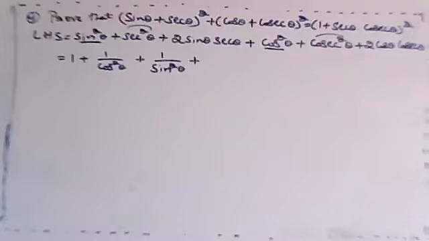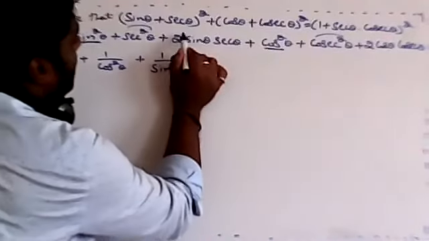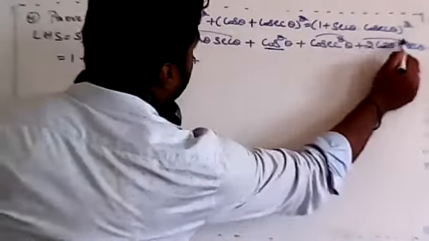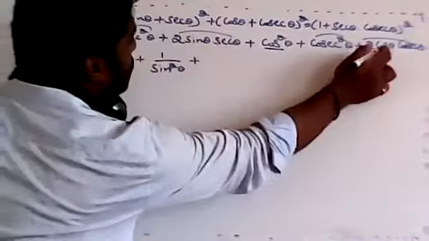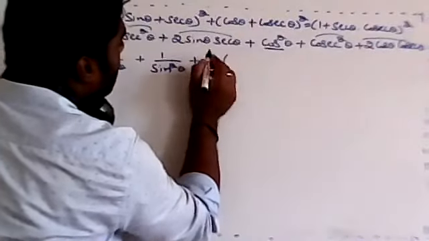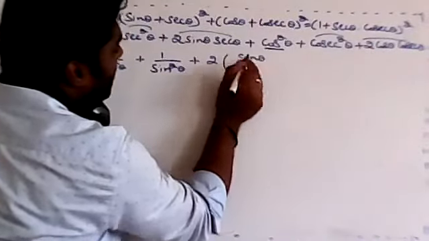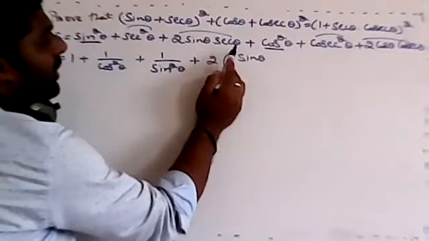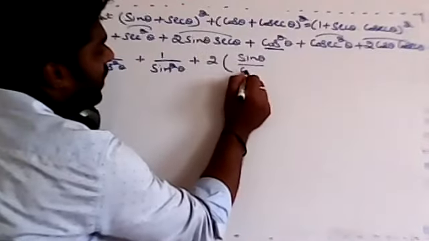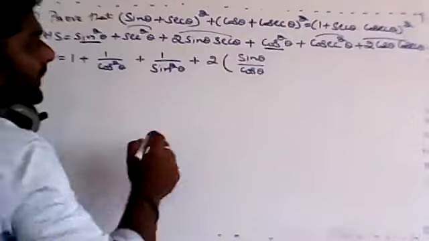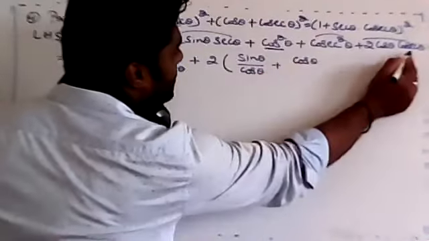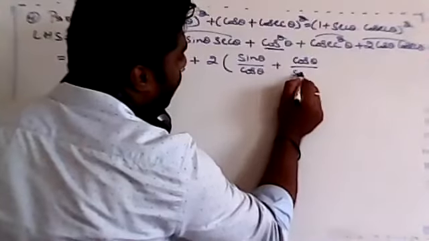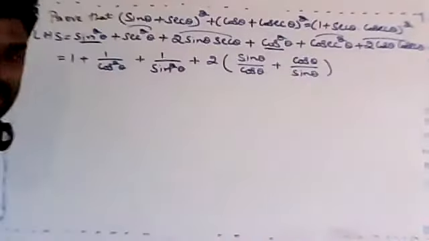Next, plus, in this 2 also, what is common? We can take 2 as common. So sine theta I'm writing as it is. As we know, the reciprocal of sine theta is secant theta, that is 1 by cos theta. Plus here I'm writing cos theta as it is. Cosec theta reciprocal is 1 by sine theta. Okay.